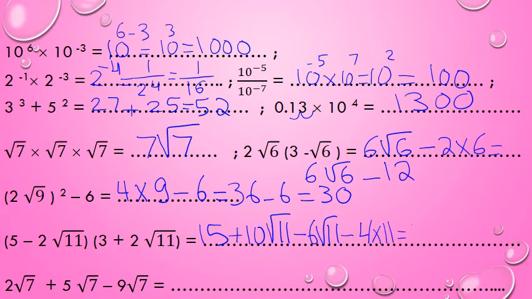Now we have 15 plus 10 radical 11 minus 6 radical 11. The answer is 10 minus 6, so it's 4 radical 11, because 10 minus 6 is 4 and radical 11 stays. Minus 4 times 11 is minus 44. Now 15 minus 44. What is the answer of 15 minus 44?